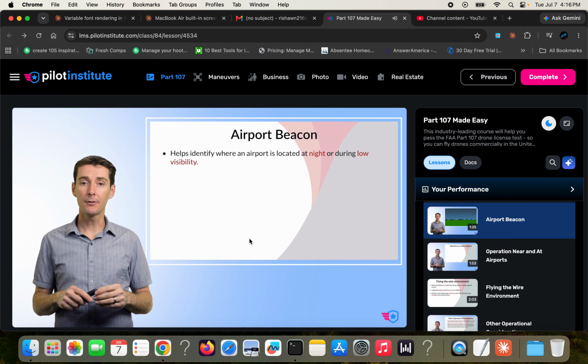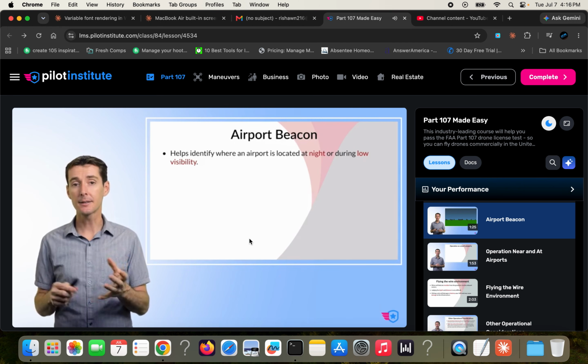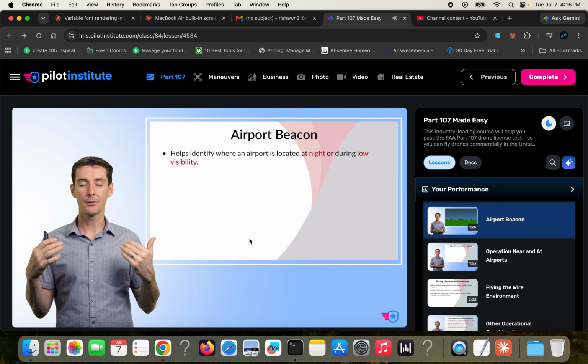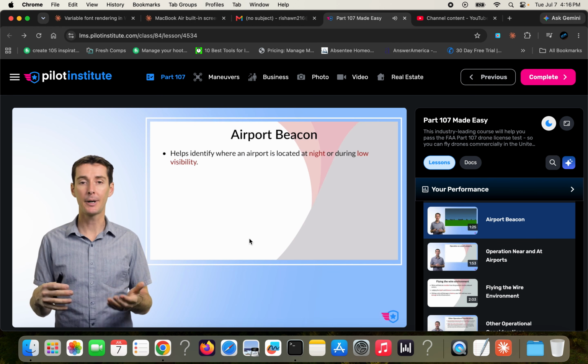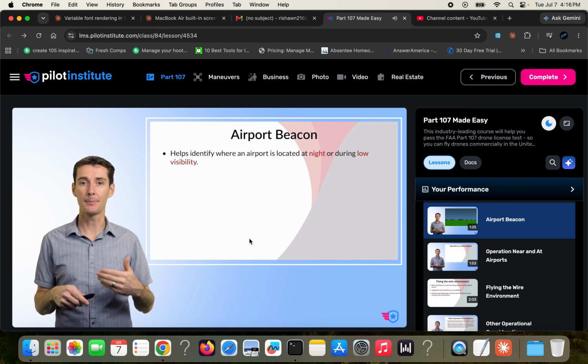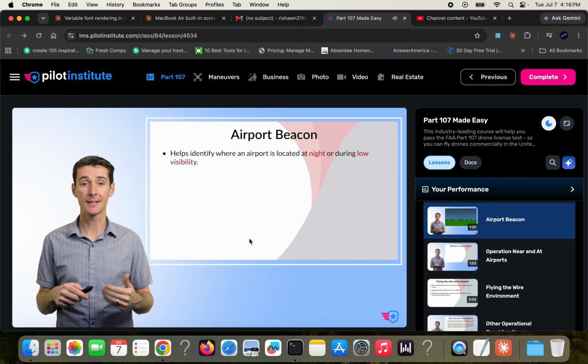In order to identify airports at night, we have what's called a beacon. Now, this is at night, and also in very low visibility. Put yourself in the shoes of a manned aircraft pilot, flying around, and you need to identify where airports are located at night. Very difficult to see if you don't have that beacon. Think of the beacon as like a lighthouse for boats. It's the exact same thing.